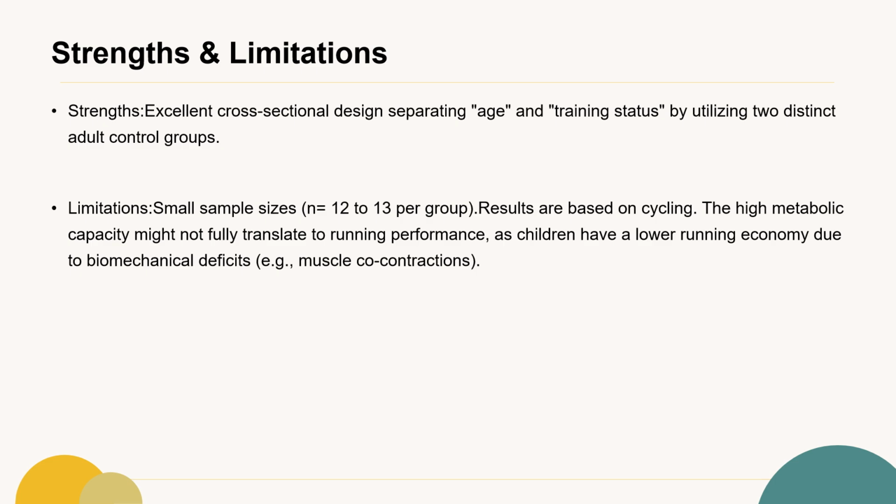And the limitations of this study: the sample size was quite small, with only 12 or 13 participants per group. Furthermore, the study relies on the Wingate test, which is a cycling exercise. While this is excellent for measuring pure metabolic output, we must be careful when applying these findings to weight-bearing sports like running, where children are known to have a lower running economy due to biomechanical factors and muscle coordination.